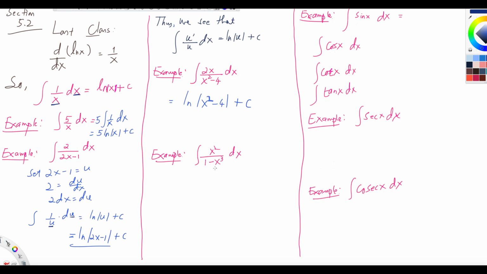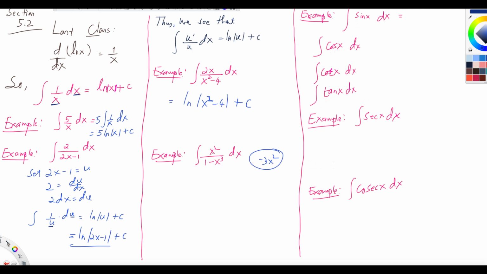Okay, what is the derivative of 1 minus x cubed? The derivative of 1 minus x cubed will be negative 3x squared. That's the derivative of the denominator function. But we don't have negative 3x squared here. If there was negative 3x squared, then you would be able to write the integral as natural log of the denominator function. But there is just x squared.